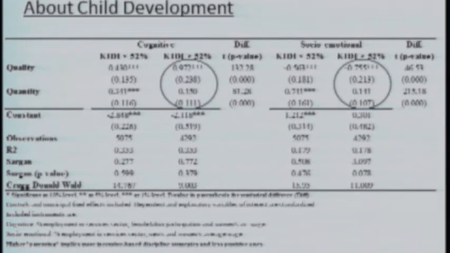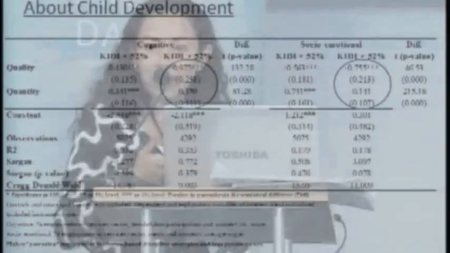And in the case of socio-emotional development, something similar happens. The positive effects of quality are stronger for more knowledgeable mothers. And in the case of knowledgeable mothers, the negative effect of time is not significant anymore. So really the only thing that matters is the quality of time, especially for knowledgeable mothers.